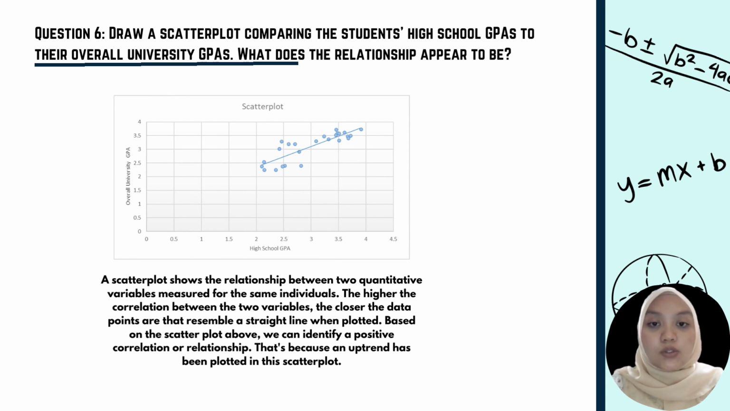A scatter plot shows the relationship between two quantitative variables measured for the same individual. Based on the scatter plot above, we can identify a positive correlation or relationship. That's because an uptrend has been plotted in this scatter plot.